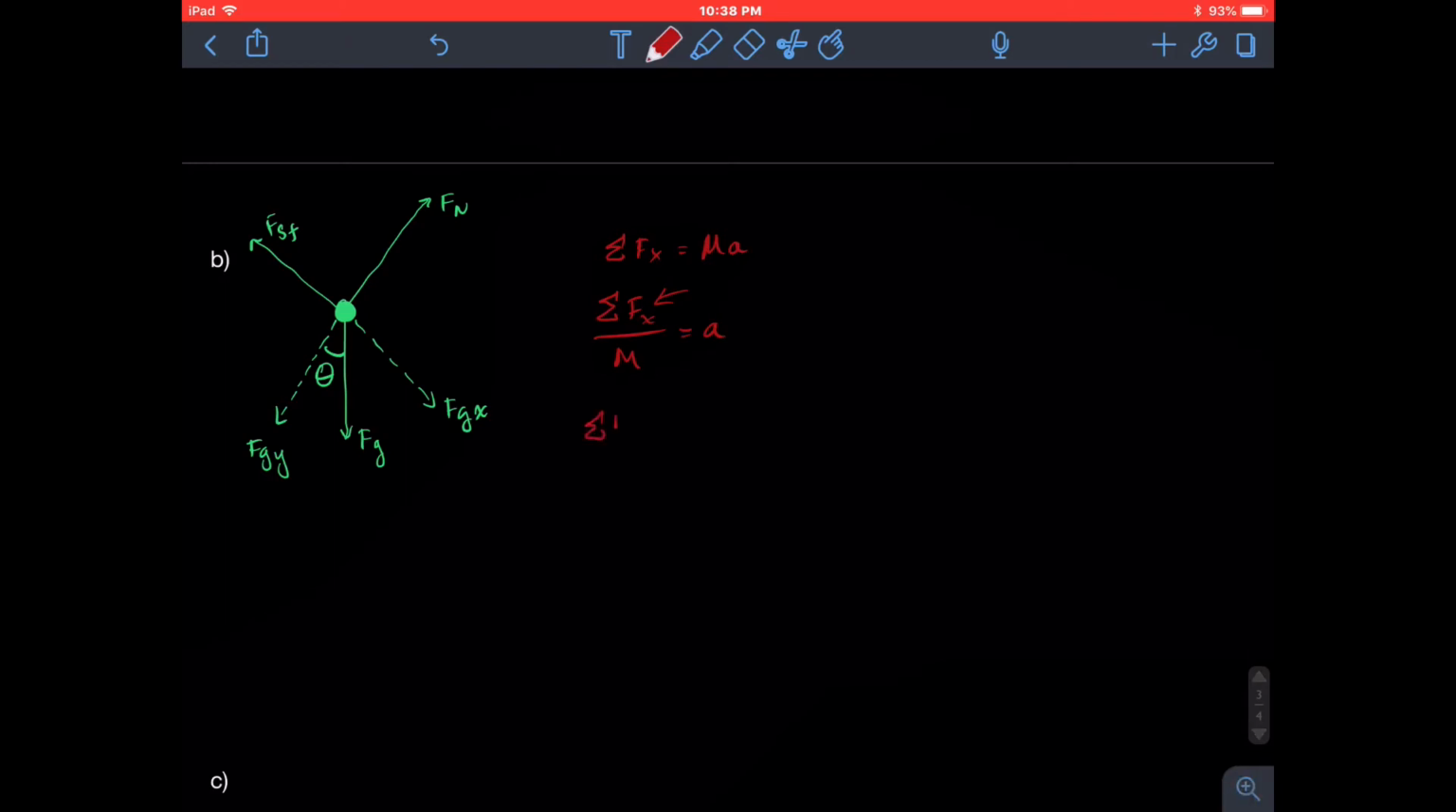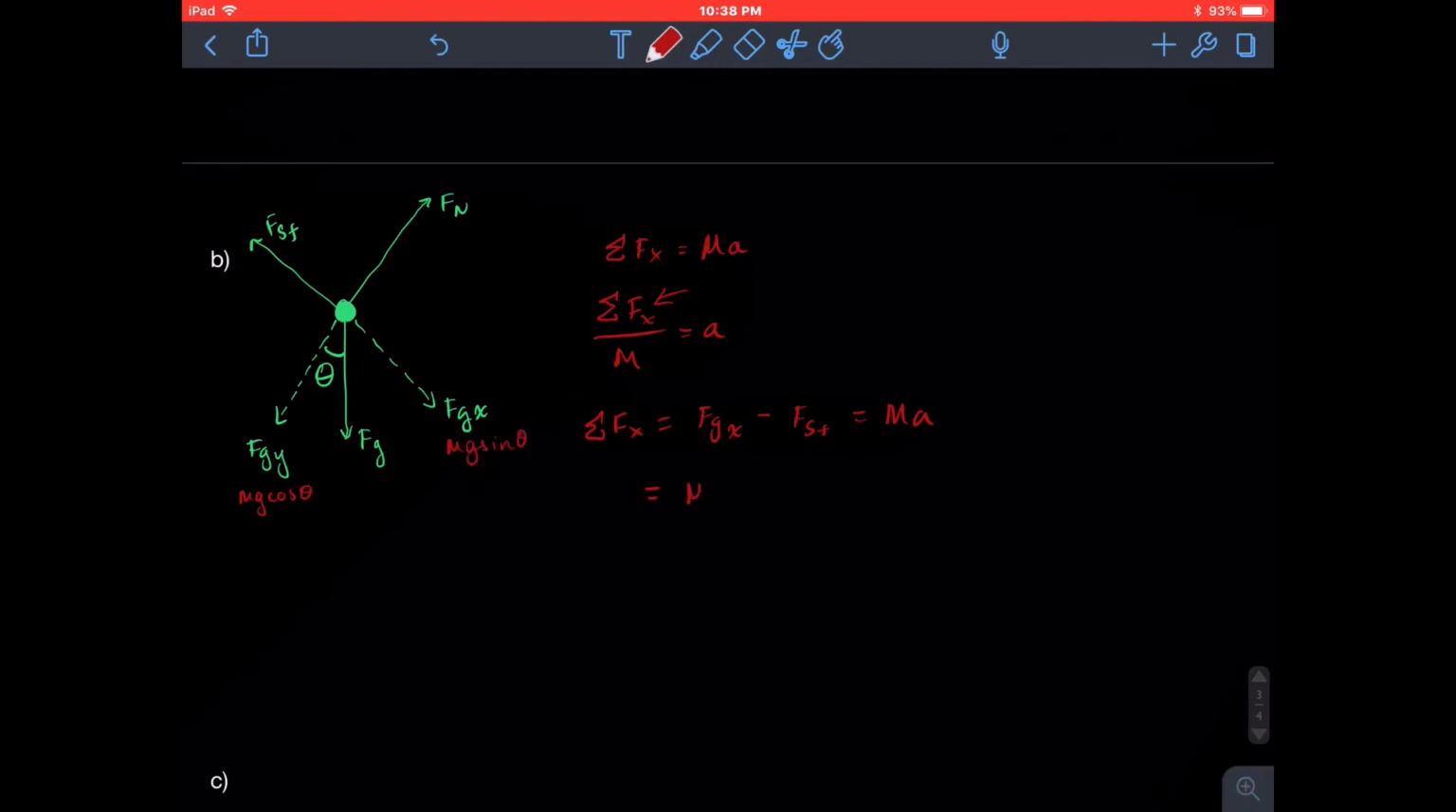So we know that net force in the x direction is equal to FG in the x direction minus force of static friction, which is equal to ma, right? And we can automatically put in mg sine theta, right? Because this would be mg cosine theta, and this would be mg sine theta. So we're going to put in mg sine theta minus force of static friction is equal to ma. Now, if you did not read this question carefully enough, you might have assumed that force of static friction is equal to some coefficient of static friction times force of normal.